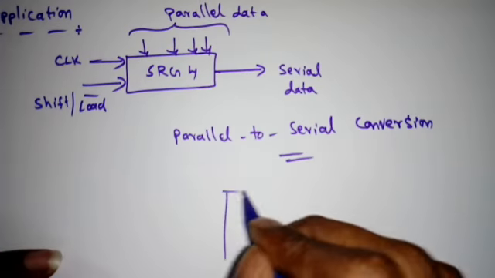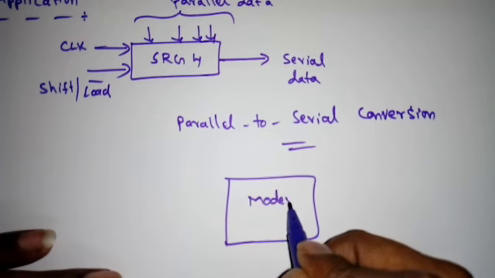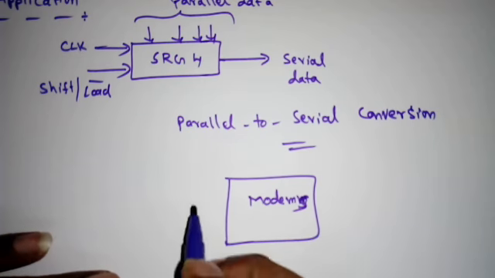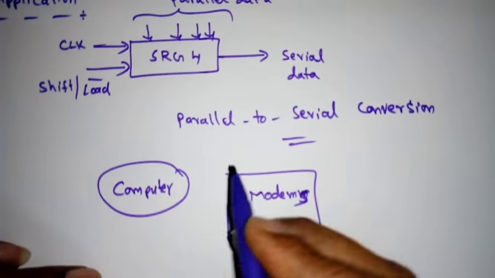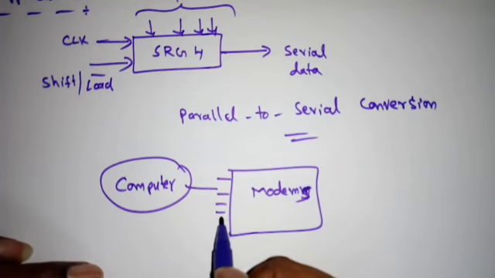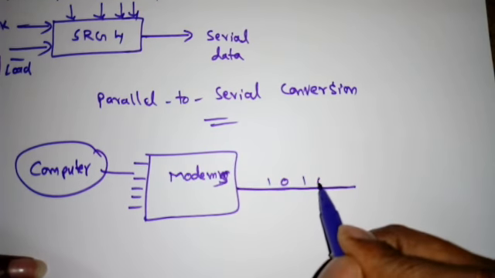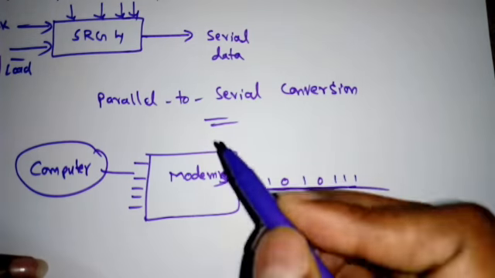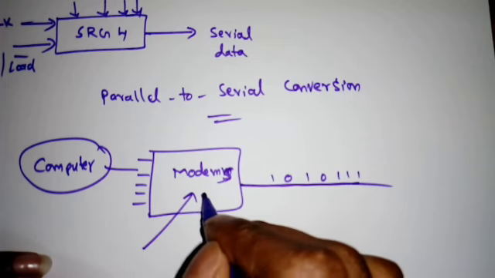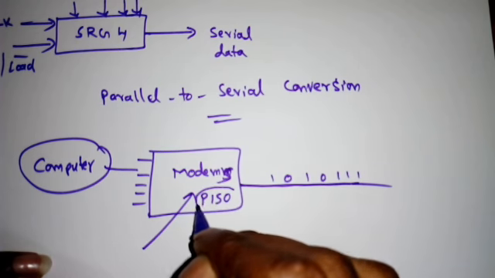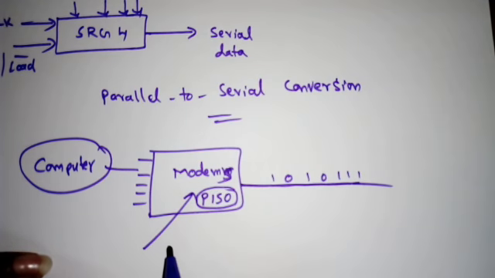Generally where we use this type of circuit is in telephone modems. Suppose there is a computer; it generates parallel data, but the telephone wire accepts only serial data, something like 1011 and so on. So we need a device which will convert this parallel data to serial data. Here I have to use the parallel in serial out shift register. So remember, in telephone modems we generally use the parallel in serial out shift register.